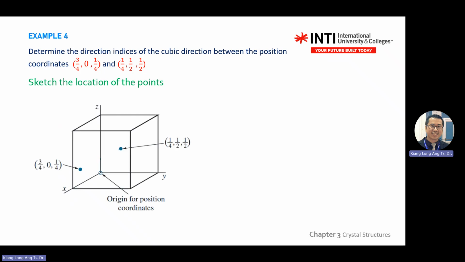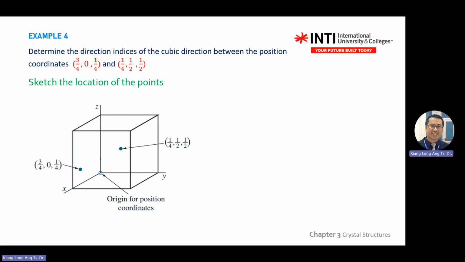You draw a cube, something like this, a cube of 1, 1, 1. Then you should be able to pinpoint where the 3/4 is. This is 1, so the quarter is here, this length. Y is 0. For Z, you move up a quarter. So you draw one line, here. This is the mark for the first one.